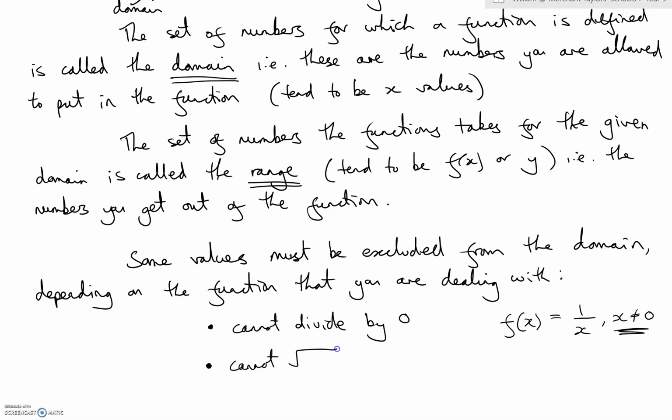You cannot square root a negative number. Okay, and these pop up in questions where the function might have some sort of square root in. So any value of x which gives a negative square root, that's not allowed as well. Okay, but we'll come on to these in the questions later on.